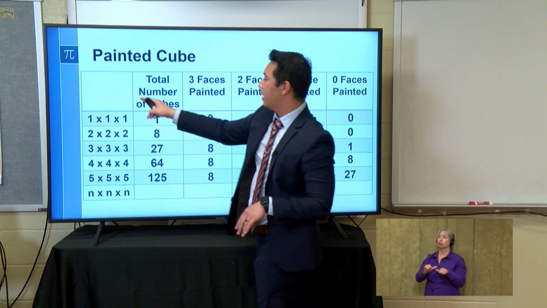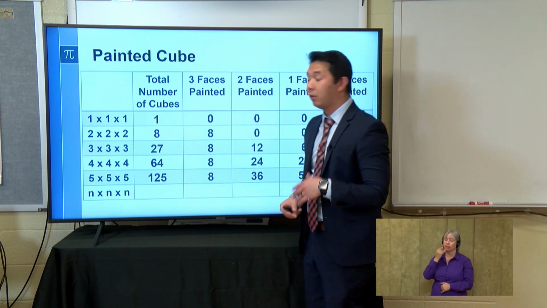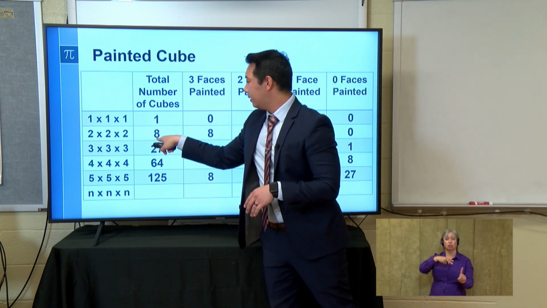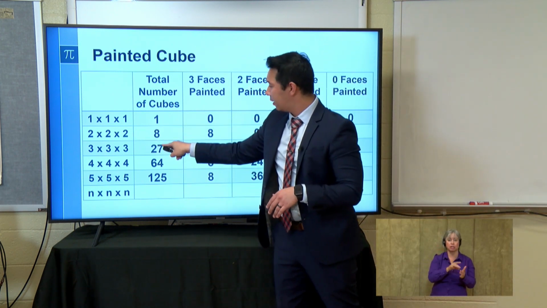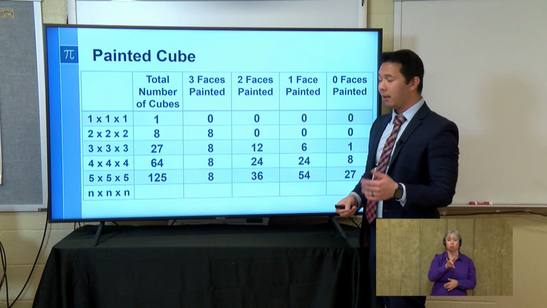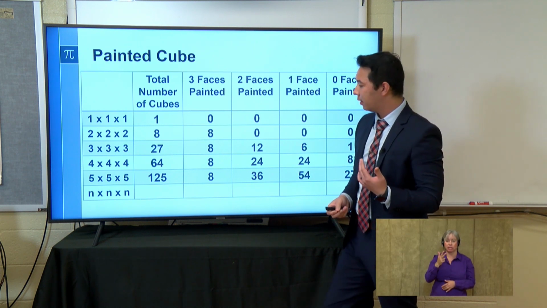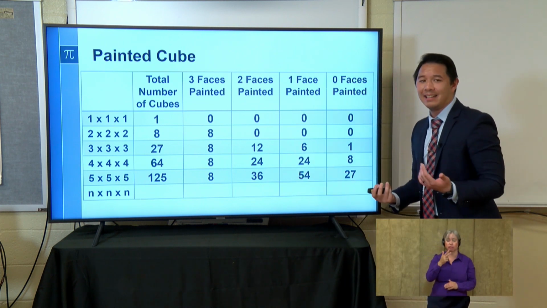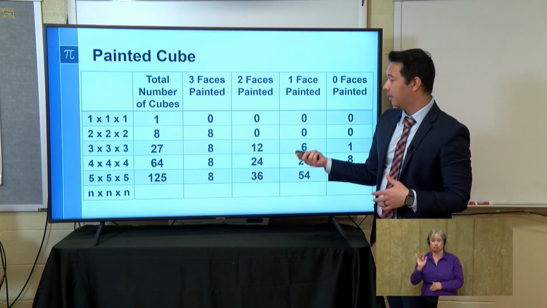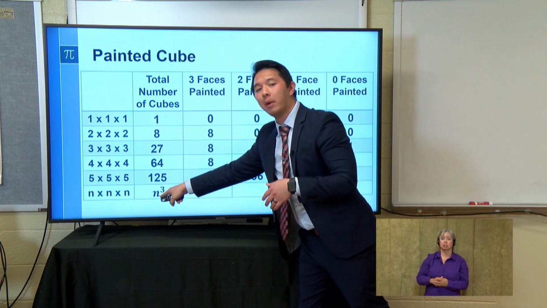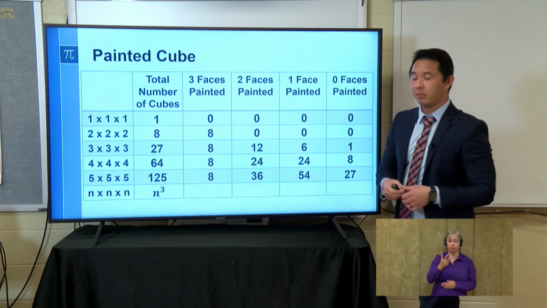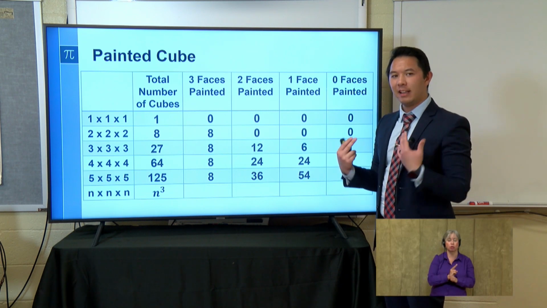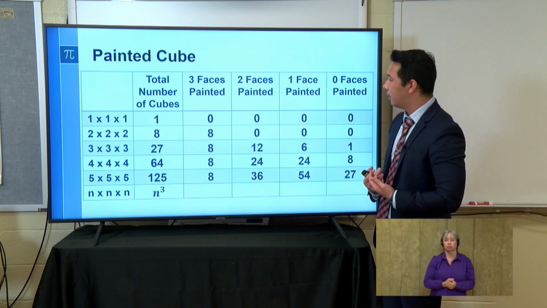Well, if I'm looking at the dimensions in order to identify the total number of cubes we're dealing with, notice that this 8 is equal to 2 cubed, 27 is 3 cubed, 64 is 4 cubed, 125 is 5 cubed. So for any size larger than this, it's simply going to be whatever my dimension is to the 3rd power. It could be 100 to the 3rd power, it could be 20 to the 3rd power, and that's going to give me the total number of cubes that we're interested in.